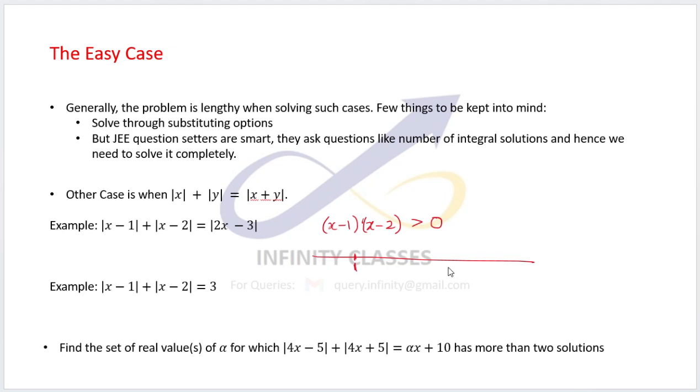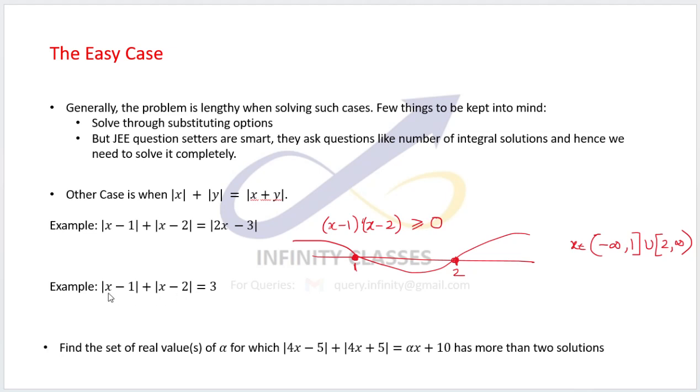x equal to 1, x equal to 2. For very high value of x, this is positive, negative, positive. So x belongs to minus infinity to 1 union 2 to infinity. Now, since there is an equal to sign, I'll include both the signs also. I'll put the equal to sign here. Okay, so it would be minus infinity to 1 union 2 to infinity.